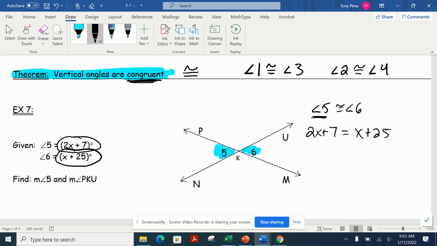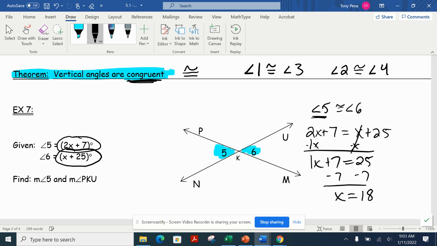Once we have those set equal, you're just going to go through and solve that equation. All right. So to solve this, we're going to subtract this x over so that those cancel. If I did 2x minus this 1x right here, I just get the 1x plus 7 equals 25. Subtract that 7 over, and we get x equals 18.